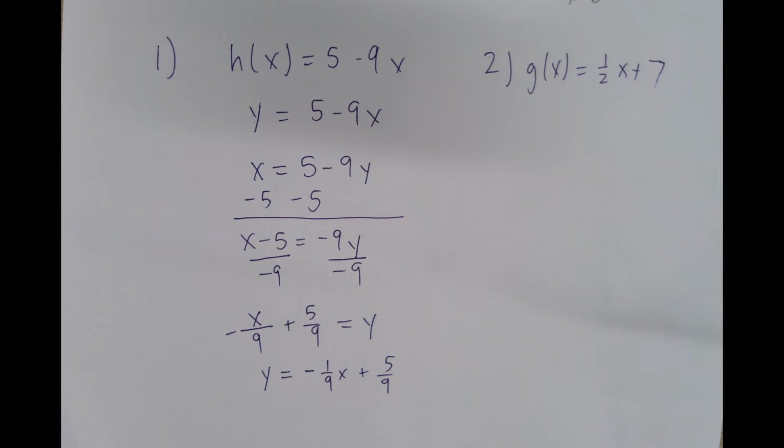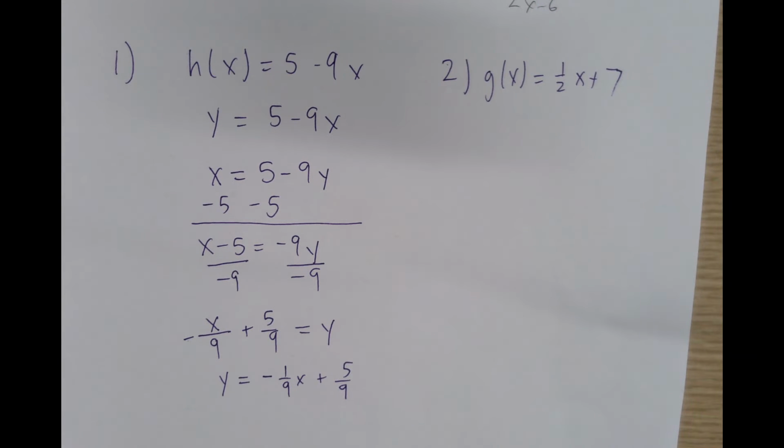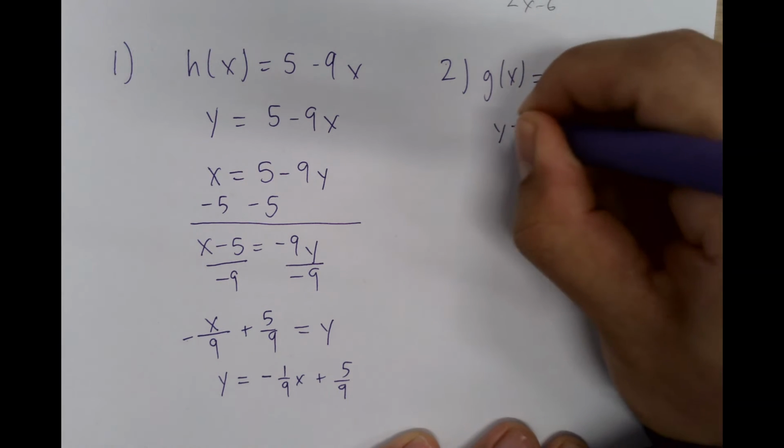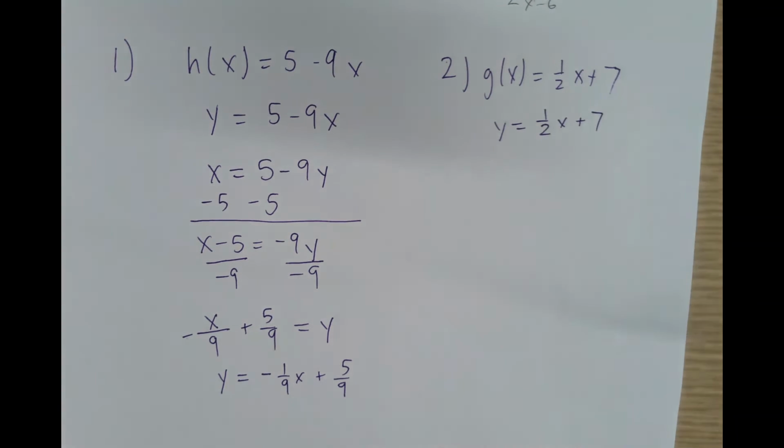Okay, we're going to do one more problem together. Here it says g of x is equal to 1/2 x plus 7. What is my first step here? Can anyone tell me what my first step is? Write it as y equals 1/2 x plus 7. Great, thank you, Noah. 1/2 x plus 7 equals y.